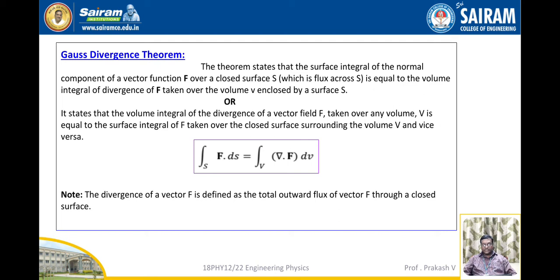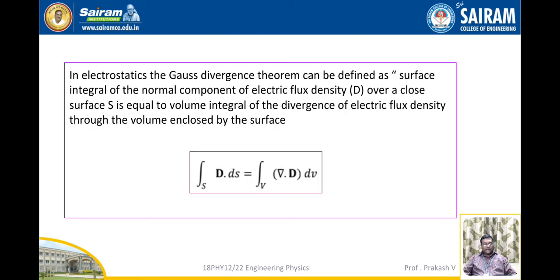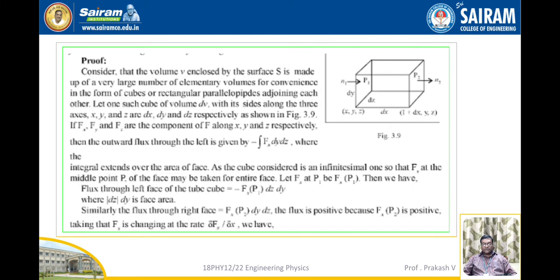Next, in electrostatics, the Gauss divergence theorem can be defined as: the surface integral of the normal component of electric flux density D over a closed surface S is equal to the volume integral of the divergence of electric flux density through the volume enclosed by the surface. That is, surface integral D dot dS is equal to volume integral del dot D dV. Next, here is a picture.